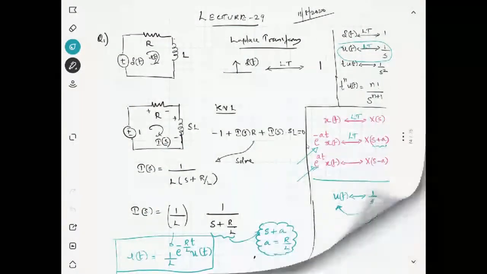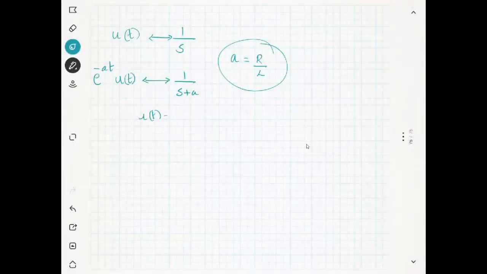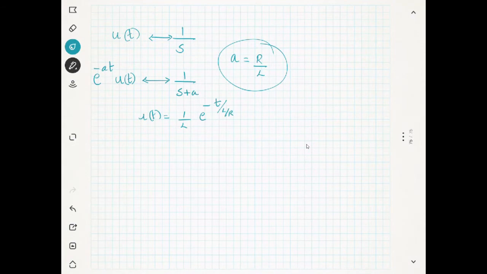Our answer is i equals 1 over L e power minus t over L by R, into u of t. R over L means 1 over L by R. This is equal to 1 over L into e power minus t over tau into u of t. This is nothing but the initial value is 1 over L and it is exponentially decaying. You understood?